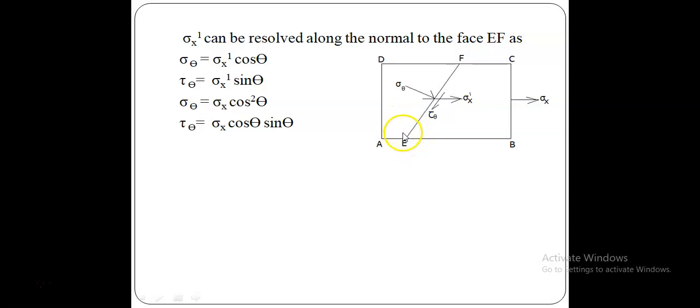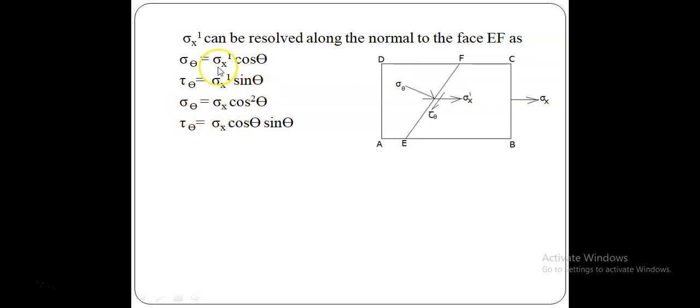When we draw a straight line, this is the reference of this plane with respect to the x plane, theta. Therefore this becomes theta, and when sigma x dash is resolved into sigma theta, it becomes cos theta. Therefore sigma theta is equal to sigma x dash cos theta, and tau theta can be resolved into cos (90 minus theta), and therefore tau theta is equal to sigma x dash sin theta.